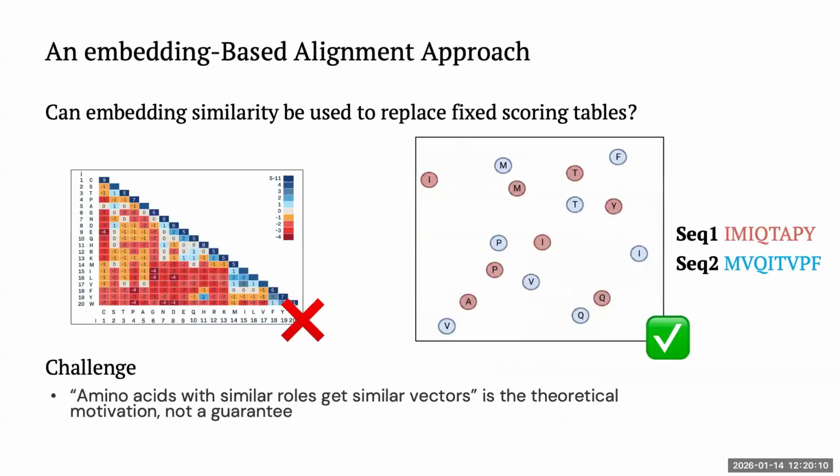Do we still need similarity matrices? Is there any way that we can skip this concept of similarity matrix and rely on the representation of the protein sequences? So imagine I have two protein sequences, sequence 1 and sequence 2. Sequence 1 is in red here, and it has a bunch of amino acids, 1, 2, 3, 4, 5, 6, 7, 8. And every amino acid is represented as a dot in two-dimensional space, right? Remember that we're typically in very high dimensional space, 1200 dimensional space. For the sake of the example, I'm showing them in two-dimensional space. And we have sequence 2, MVQITVPF, and they're also dots here in the two-dimensional space.